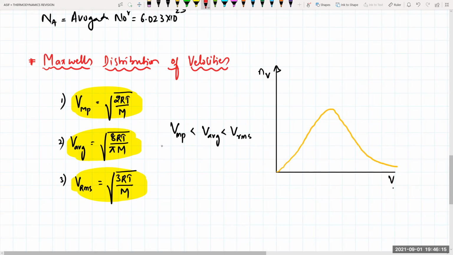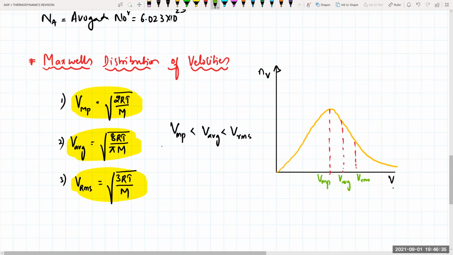If I'm taking the gas, most of the velocities are present in this region. Next, a certain amount of velocity is present in this region, then a certain amount of velocity here. So if I'm writing the values, this will be equal to your V most probable velocity. This one is your V average. This one is nothing but your VRMS.